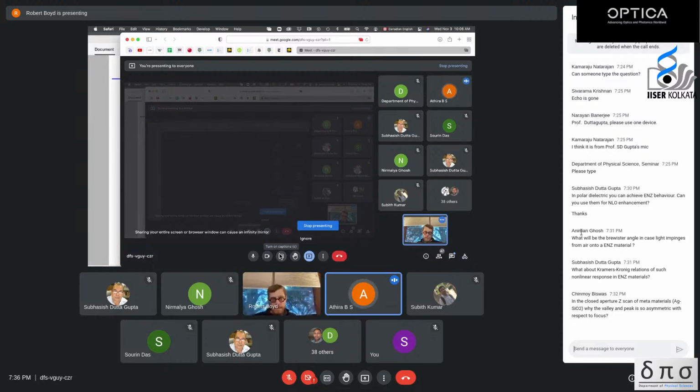Anirban Ghosh asks, what will be the Brewster angle in case light impinges from air onto an epsilon near zero material? I don't know. I think we can just work it out. I think the standard rules apply. But good question. I wish I had the answer. You've given me motivation to think about that question.